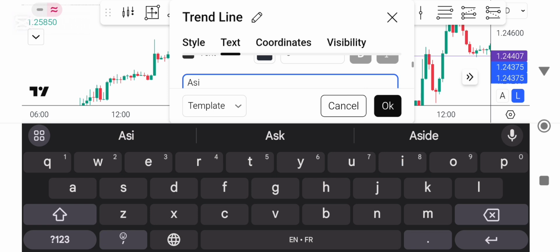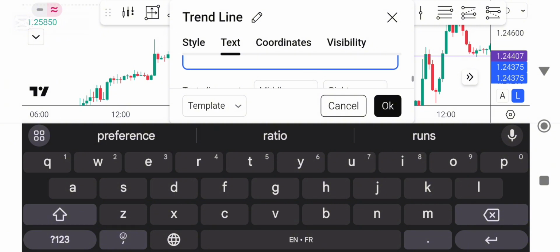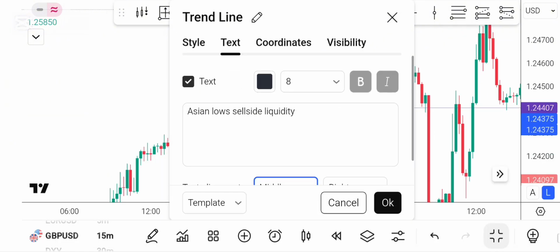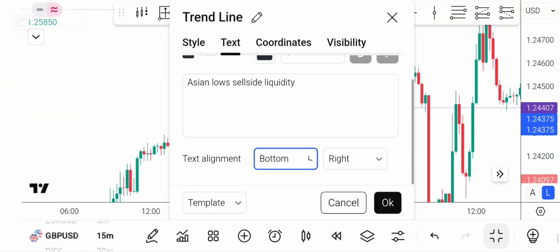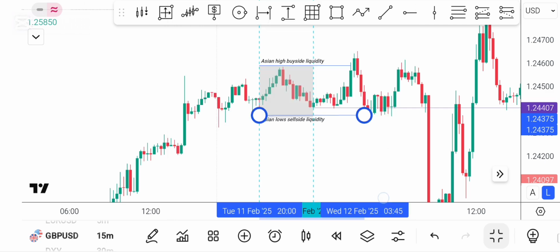I shouldn't even do this actually for the sake of time. Asian lows. Sorry, I'm using my phone. Sell side liquidity, and this one should be your bottom and left. It's very stressful when you're recording with your phone. Okay, just bear with me.